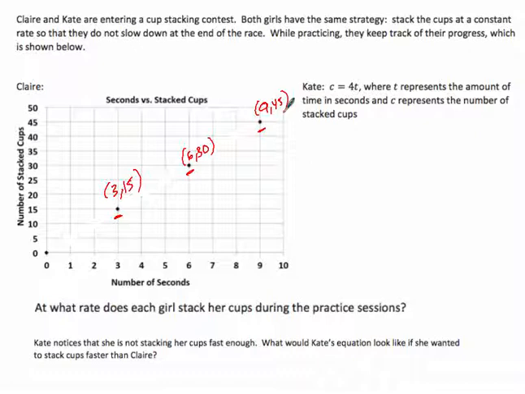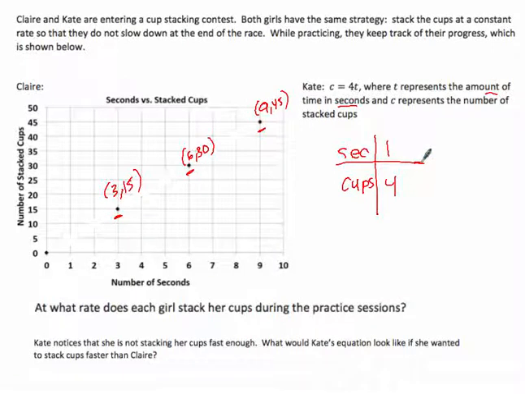Kate, however, C equals 4t, where t represents the amount of time in seconds, and C represents the number of stacked cups. So if we were to plot this, t is the number of seconds. If we're just going to organize this information in a table, we would have seconds and cups, like a t-chart. And the cups equal 4 times the seconds. So if the seconds are 1, the cups is 4, and so on.